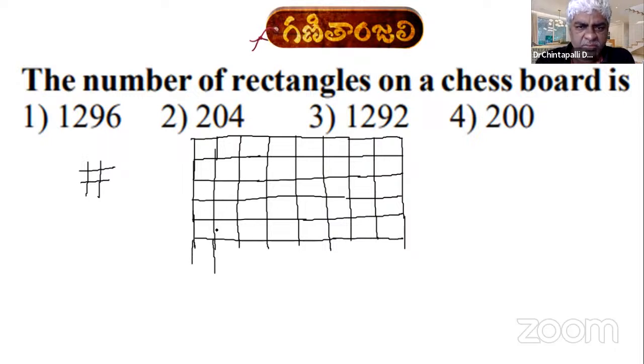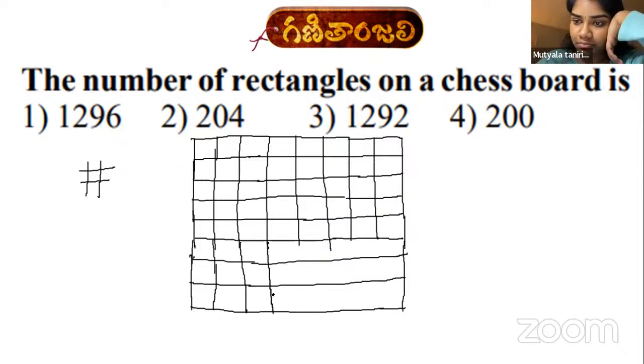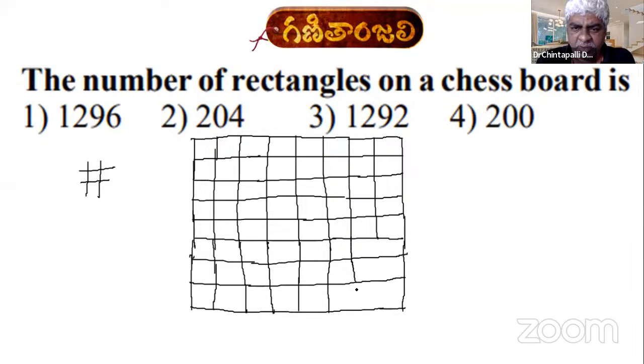Yeah, it is a chessboard. See how many vertical lines are there? How many horizontal lines are there? 8, sir. Count them. Do you think that 8 vertical lines and 8 horizontal lines make a chessboard? I think so, sir. Shall we count?